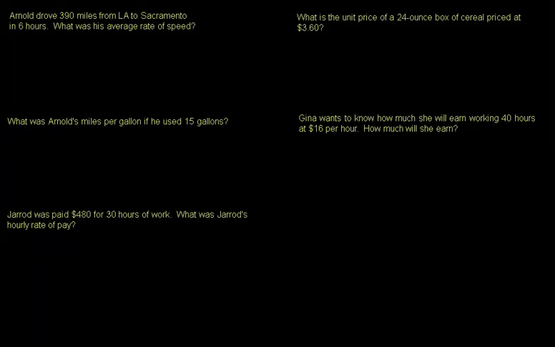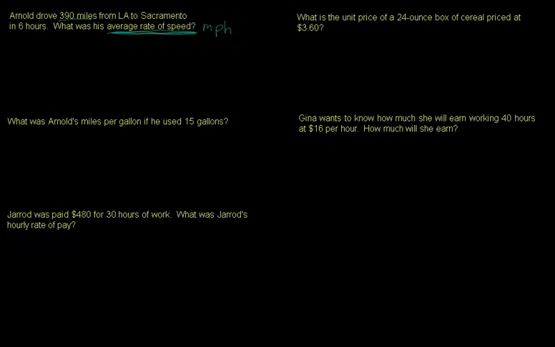So Arnold drove 390 miles from LA to Sacramento in 6 hours. What was his average rate of speed? Here's your key word: average rate of speed. When we're talking about this, we're talking about miles per hour. What can they do in 1 hour? That's what average rate of speed is. So we're going to take miles divided by hours.